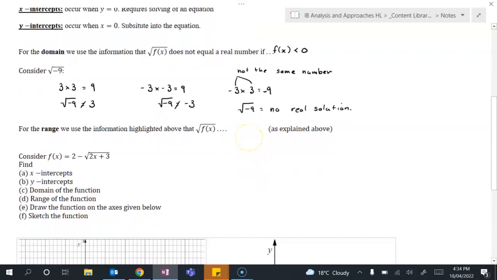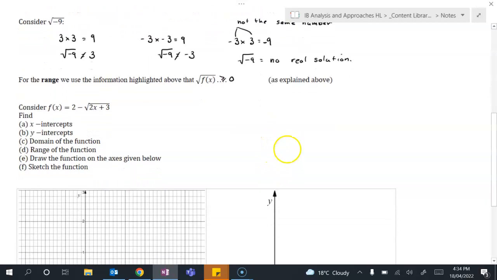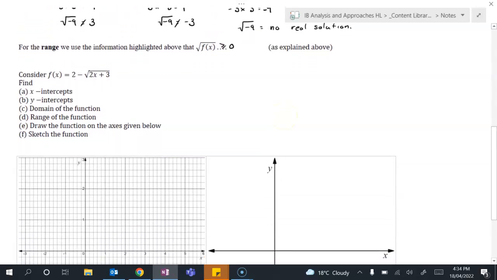Okay, for the range, well, the range uses what we talked about before, that the square root of something has to be greater than or equal to 0. So if we're just talking about the square root and there's no negative in front, we're talking about the positive values. Okay, let's have a look at this function. 2 take the square root of 2x plus 3.